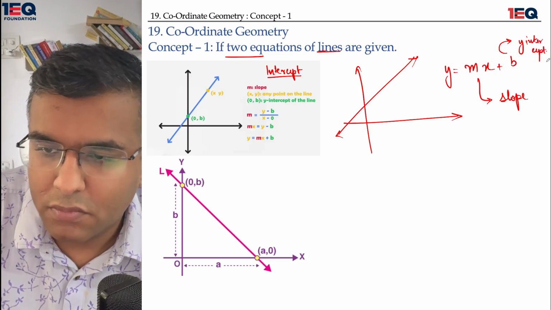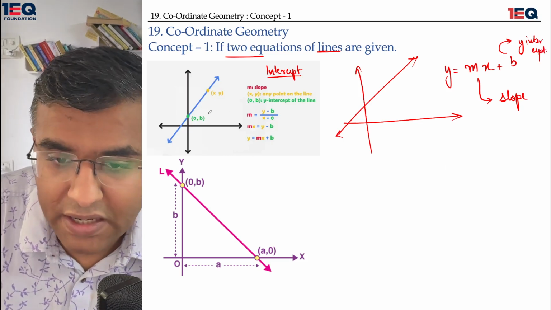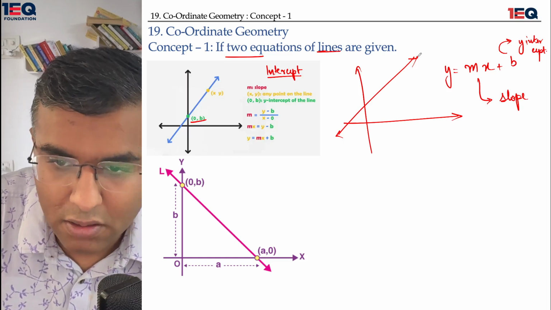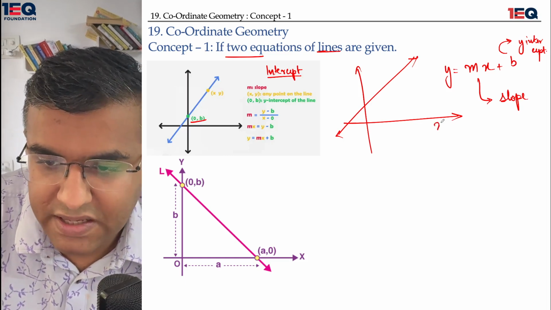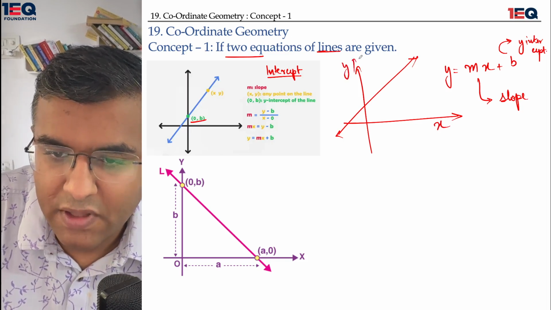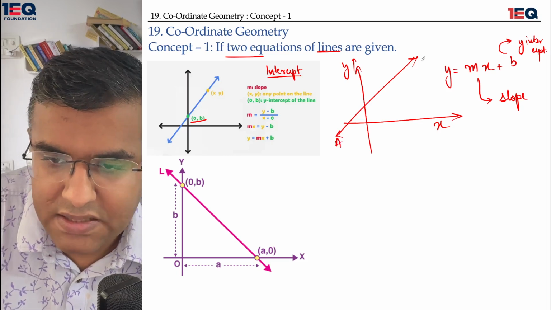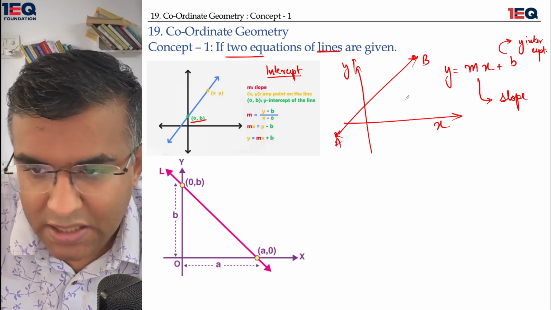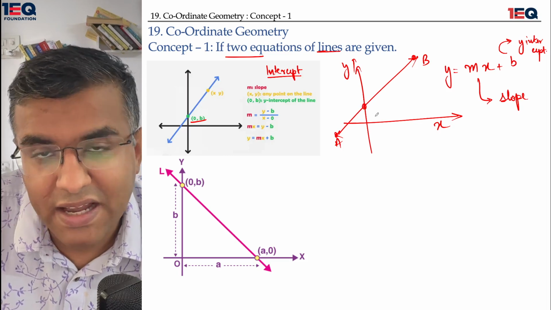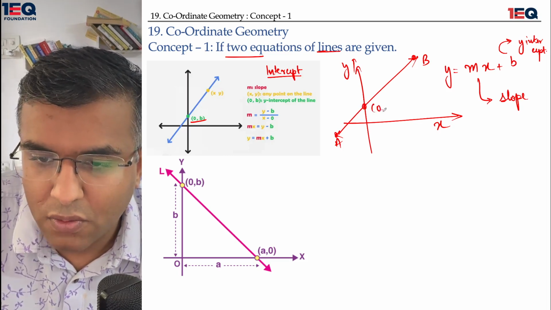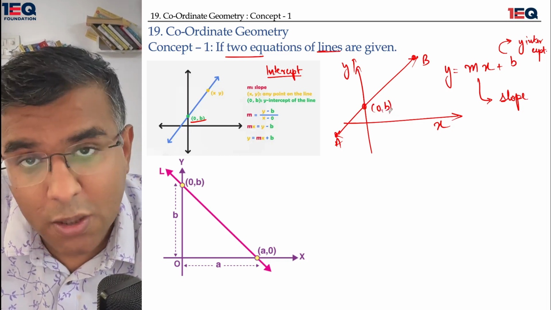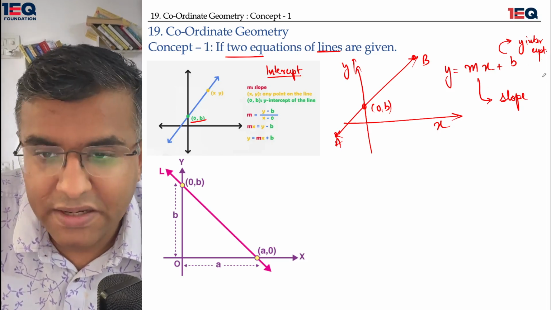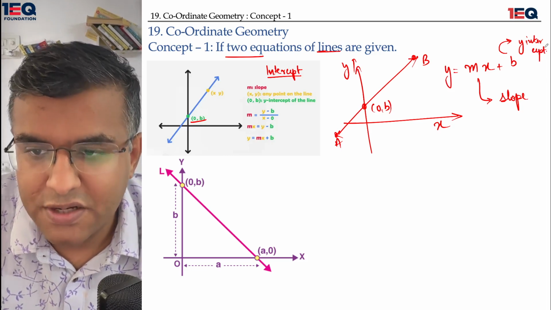What does y intercept mean? Y intercept means that the line in question, this is the x-axis, this is the y-axis, and this is the line in question. Let's call this line AB. Let's call it a line segment. So this particular line segment in question is touching the y-axis at a point which is (0, b), and the value of b is nothing but the y intercept. This is going to become really interesting and really fun once you start solving the questions.